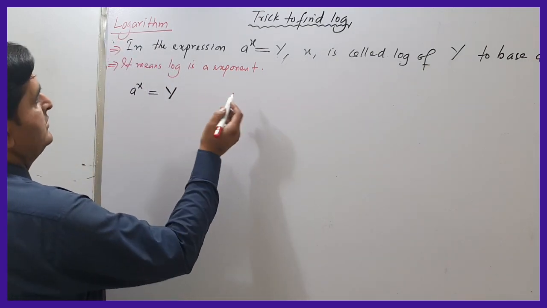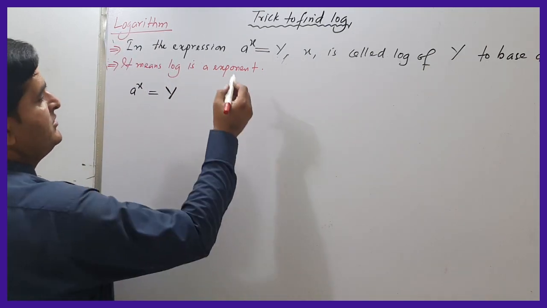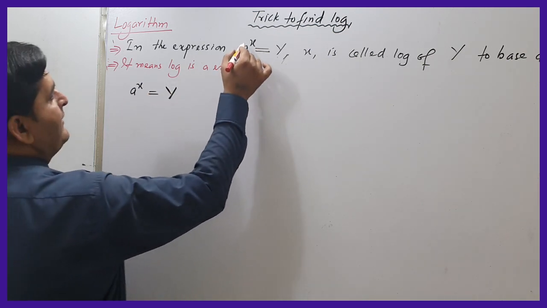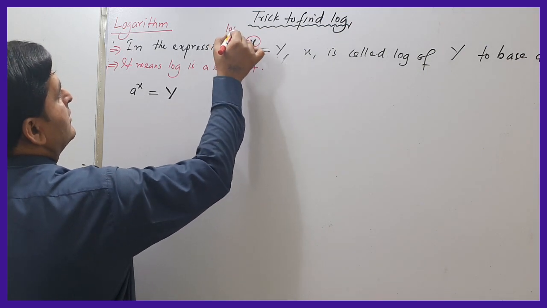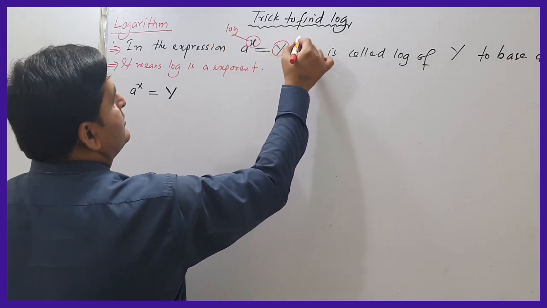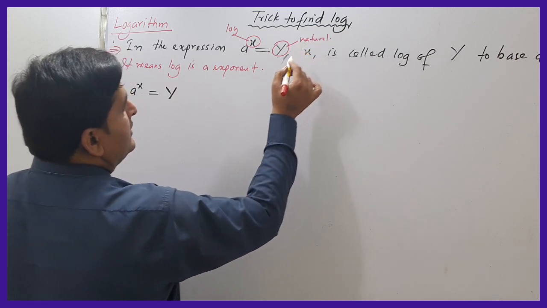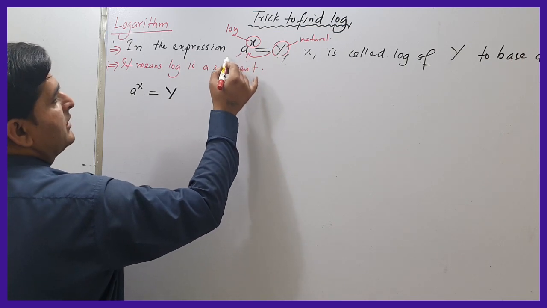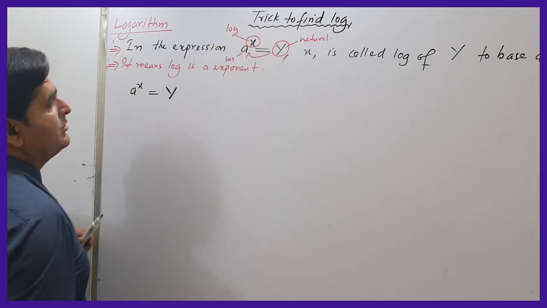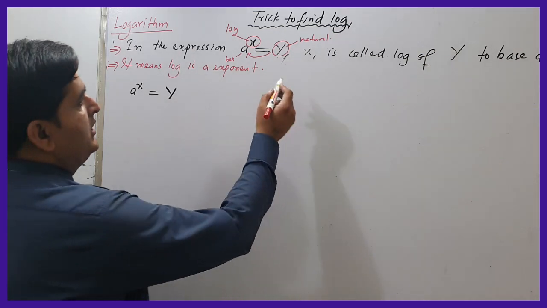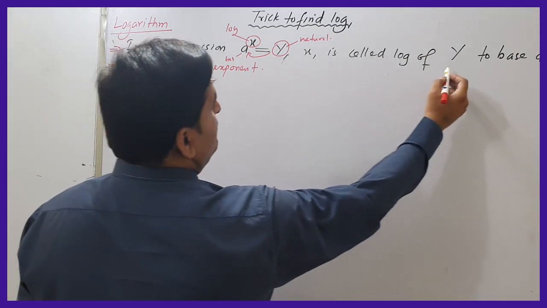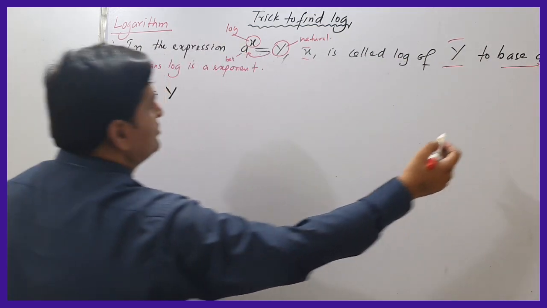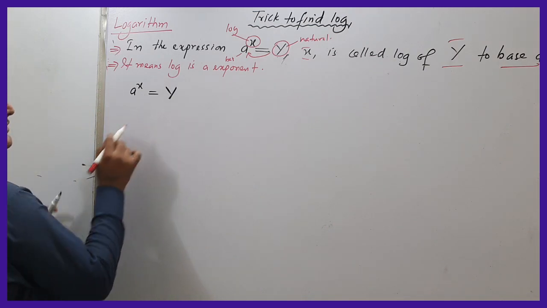In order to explain logarithm, an equation is set up: in the expression a power x is equal to y, this x is called log of y. It means this y is our natural number. We have converted this number into a scientific number. A is the base, and x is the logarithm. Say for example, in this equation x is called log of y, y is a number, x is an exponent, meaning log to base a.